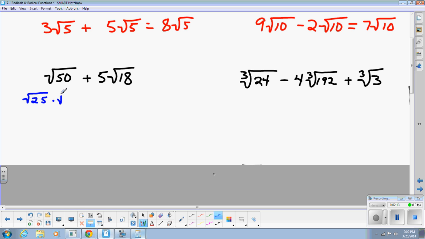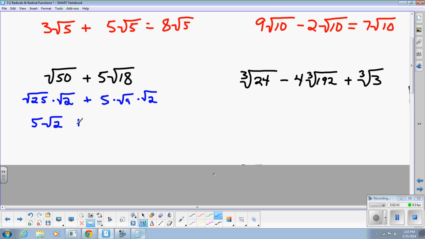times the square root of 2. And note I wrote the perfect square factor first because when we simplify it, it'll give me a rational number. So that's always written first. The irrational was always written second. Plus 5, and 18 has a perfect square factor of the square root of 9 times the square root of 2. So now the square root of 25 is 5, times the square root of 2.